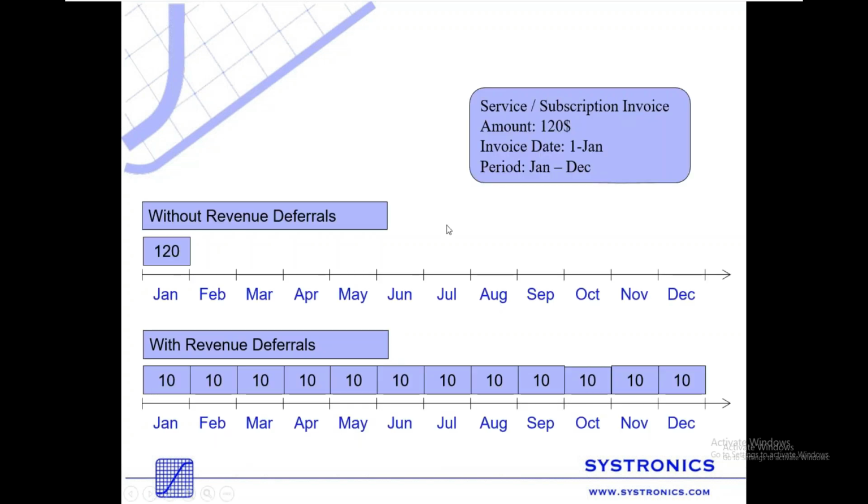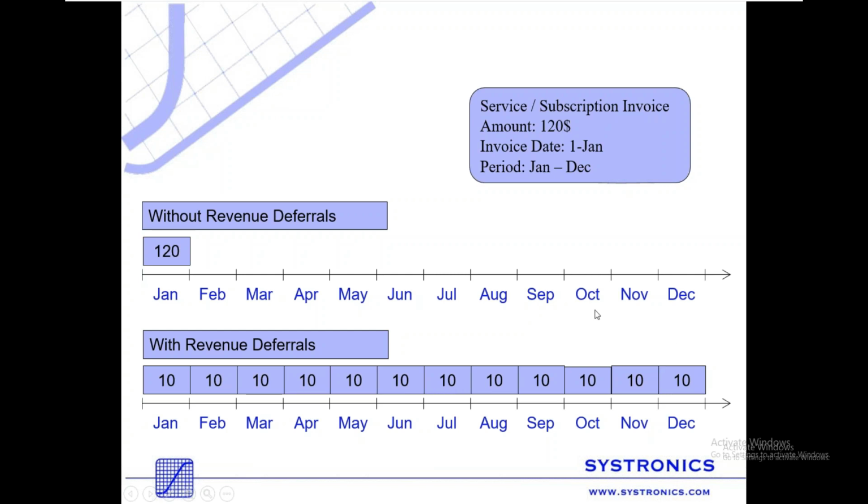So, if we are not using revenue deferrals, once we sign the contract, we will recognize the $120 in January and it will be over. But with the revenue deferrals, we will recognize $10 in January, then $10 in February. So until February, we will recognize $20. And only in December, we will recognize the full amount of $120.